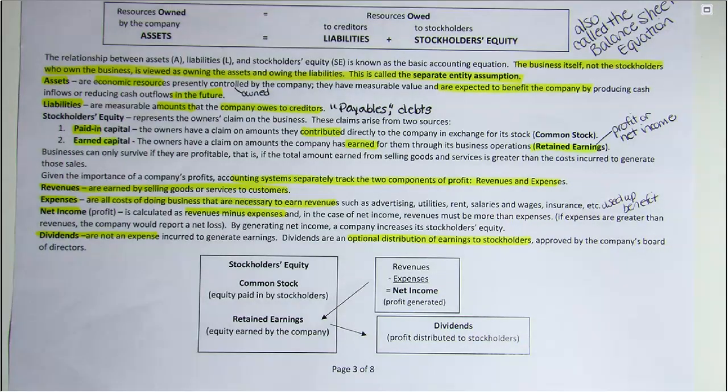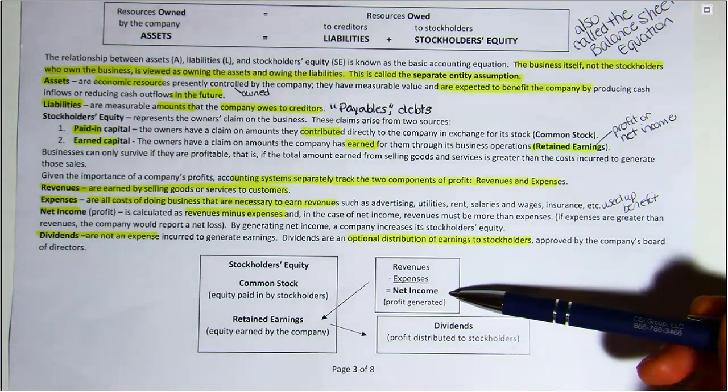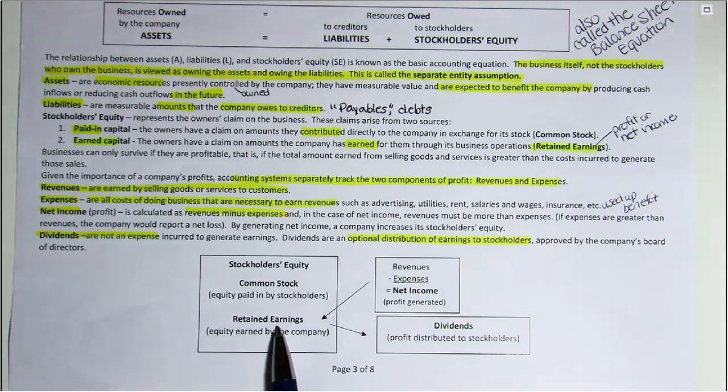Now, if the company decides they want to share some of that net income or profit with their owners, and in a corporation the owners are called the stockholders, we would call that a dividend. It's profits distributed to stockholders. In that case, we would not have retained the earnings. We would have given them away. So net income adds to our retained earnings, and dividends subtract from our retained earnings because we've given that dividend away, or we've given the earnings away.